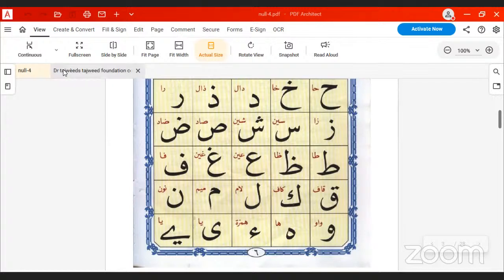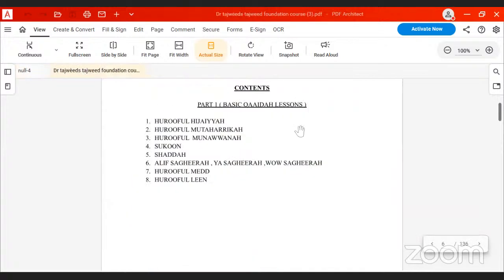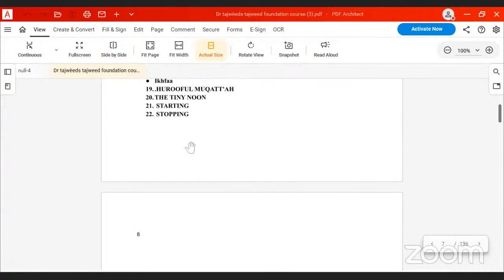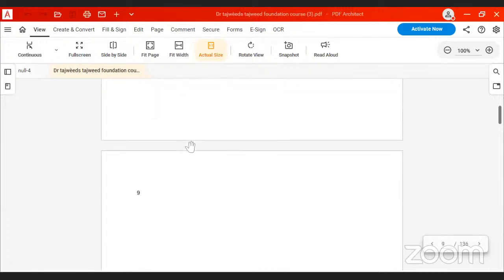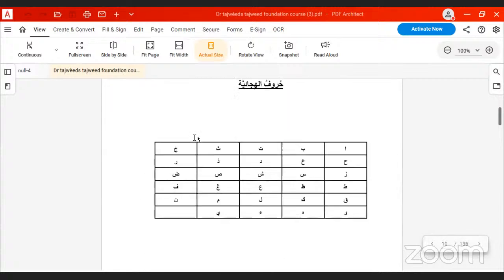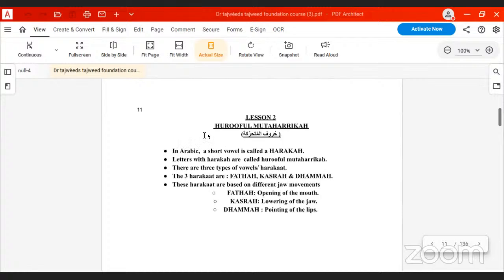Alhamdulillah. Yesterday also I had spoken about this book which I had written. This is the way which we are going to learn the lessons. So we have completed the first one, Huruful Hijaiyah. Next we'll be starting with Huruful Mutaharrika, and all these lessons will be taught from the Nurani Qaida book as well. So we have completed this. Just go through the quick notes.